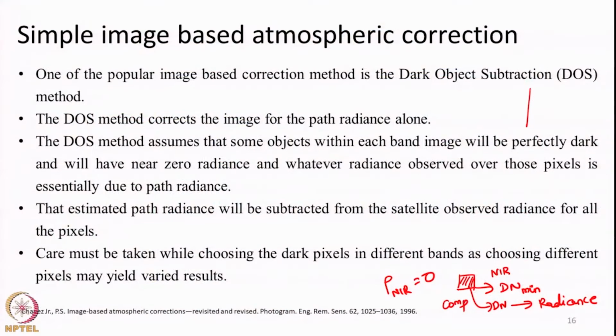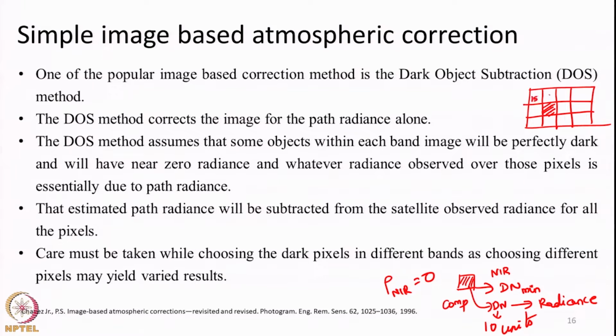We will take this estimated path radiance from the water body pixel and subtract it from the radiance recorded in all other pixels uniformly. Say this is an image. For example, say the radiance calculated for the water body pixel is 10 units, some random units I am assigning just for the sake of example. Say these are the pixels. Let us assume the water body is here, and you have calculated 10 as the radiance for that particular pixel.